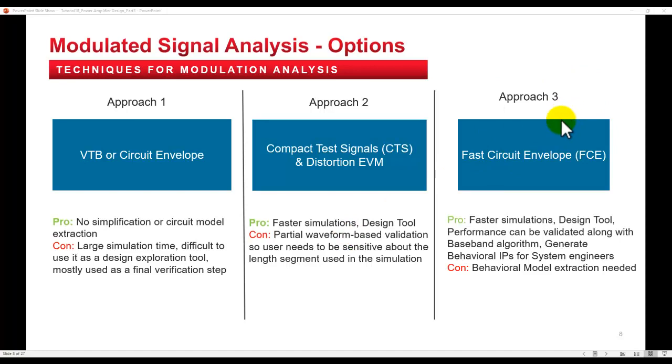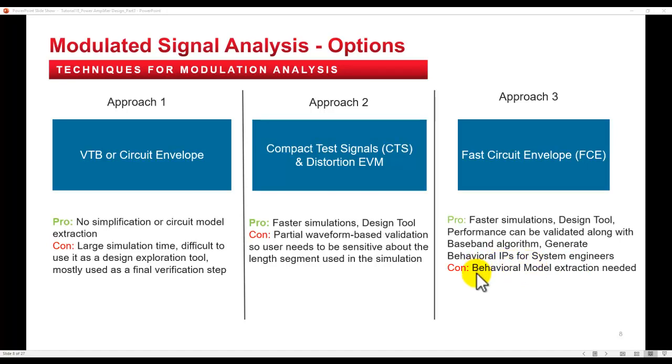Now in approach number three, we have a technique called fast circuit envelope, or FCE. Again, the advantage here is that using this technique, you can perform faster simulation. You can use it as your design tool when you are designing your PAs and sweeping various parameters. And as a side effect, you also end up generating a behavioral model, which we call the FCE model, which can be shared with your system designers so that they can perform a system level verification using your IP, without you disclosing your IP to them.